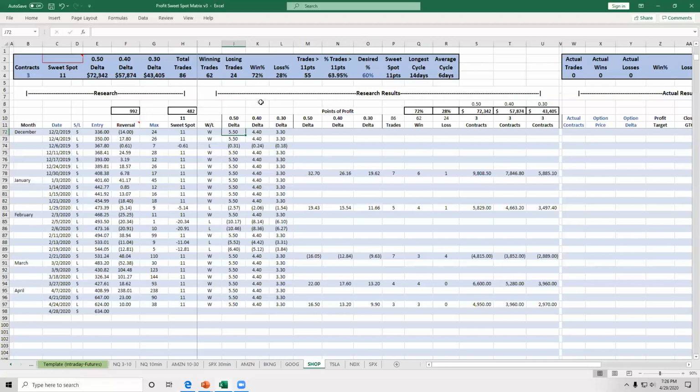If it hits your good till canceled order to close, that's awesome. If it doesn't, you look at it the next day. If the trend of the Cycle Finder Plus is still in the same direction aligned with your position, you leave it alone. You don't do anything.